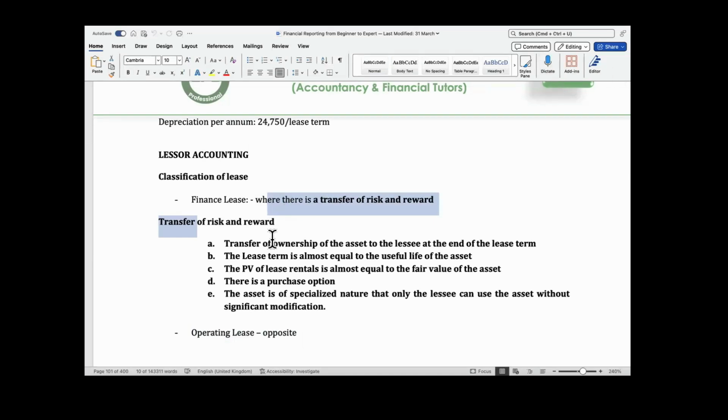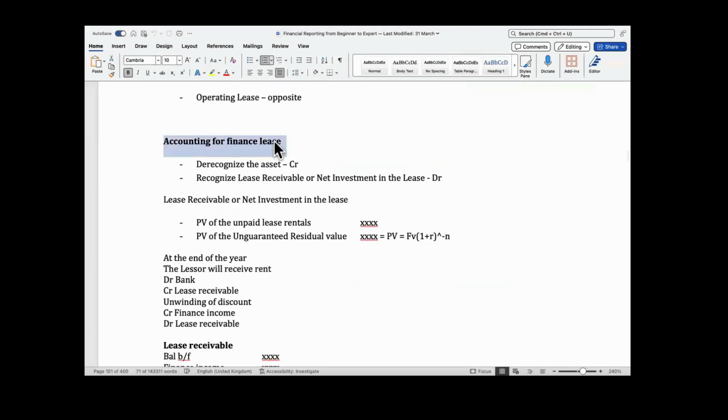I told you about where there will be transfer of ownership at the end of the lease term, or where the lease term is almost equal to the useful life of the asset, or where the PV of lease rental is almost equal to the fair value of the asset, where there is a purchase option, where the asset is of specialized nature that only the lessee can use it without significant modification. These are indicators of a finance lease. Then I went on to how do you then account? If it's a finance lease, how do we account for it?